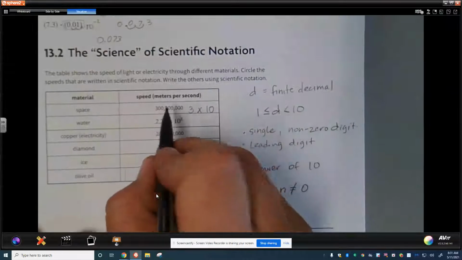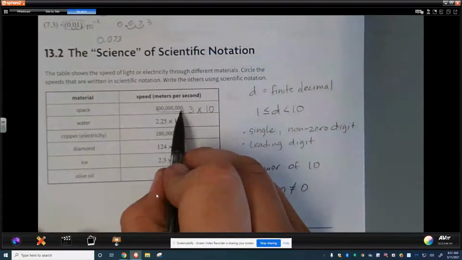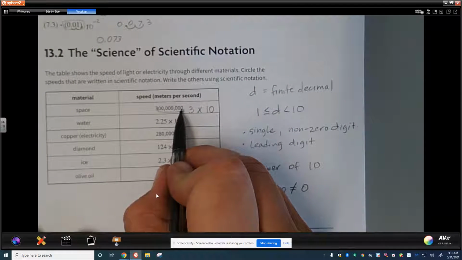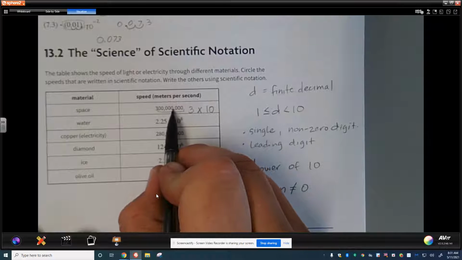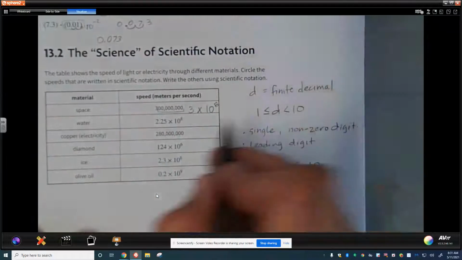And now it's important to count all the other place values back to where the decimal is. So in this case, don't be misled. We're not counting zeros. We're counting place values. So in here, I see 3, 6, 7, 8 place values. So this would be 3 times 10 to the 8th power.